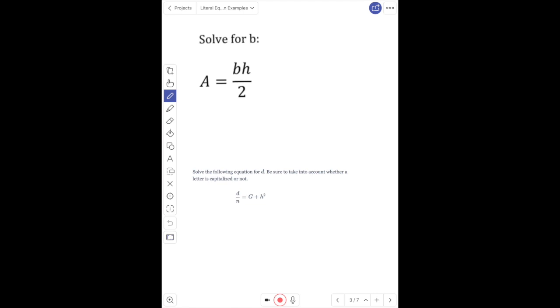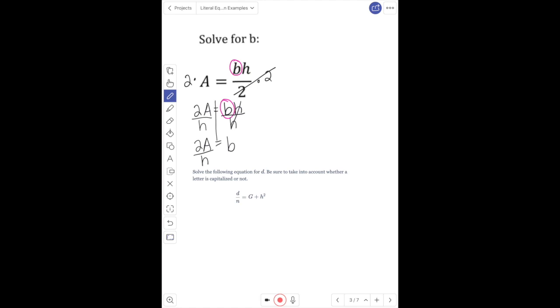All right, so for the next one, I have solve for b. This time the b is in the numerator, so we need to get rid of that denominator of 2. We're going to multiply by 2 on both sides, and that's going to cancel the 2's on the right. So I have 2a equals b times h. Again, we're solving for b, and I have b times h. So I'm going to divide by h now because that's the inverse operation. So b equals 2a divided by h.